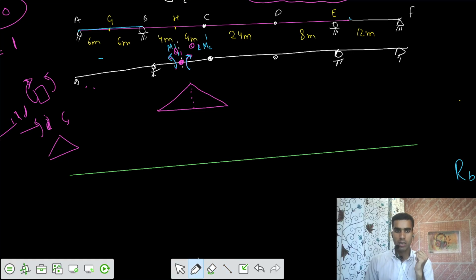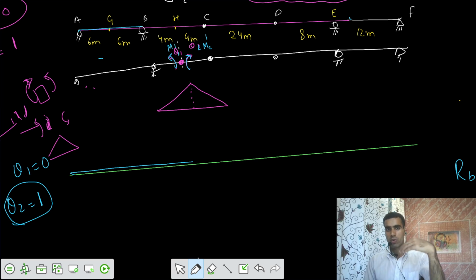So I can say for this part, you have a 0 up to the point H. That means theta 1 is equal to 0. So entire theta 2 is 1 unit. So you have to rotate that. After that point H, you have to rotate that point H in this fashion, such that you have this point H and you have point C. Now you have this point C.